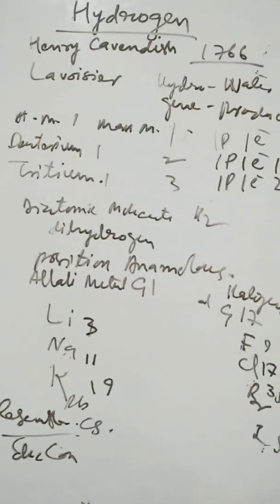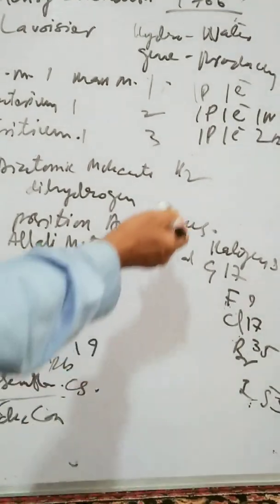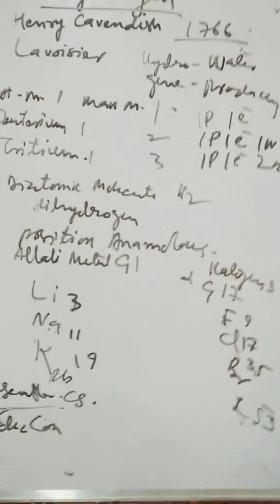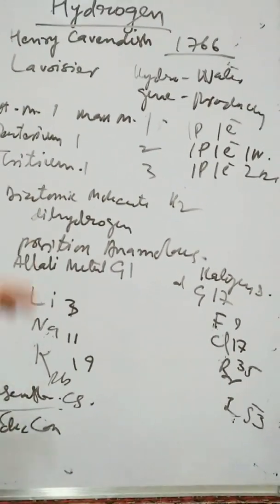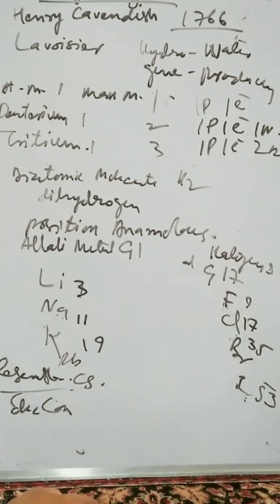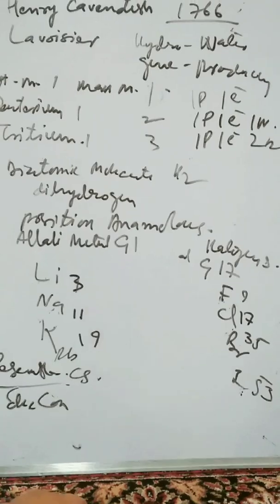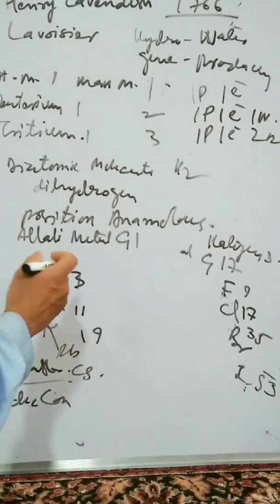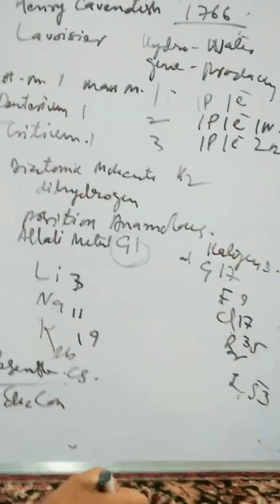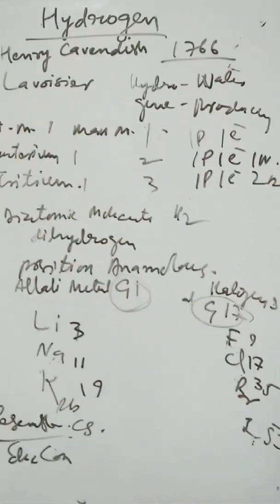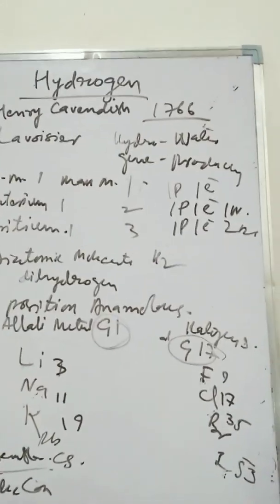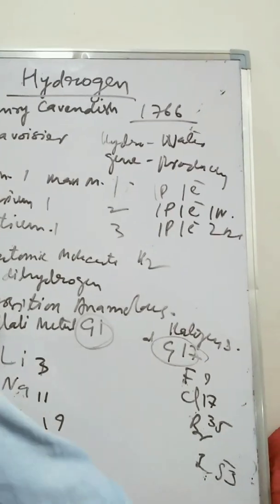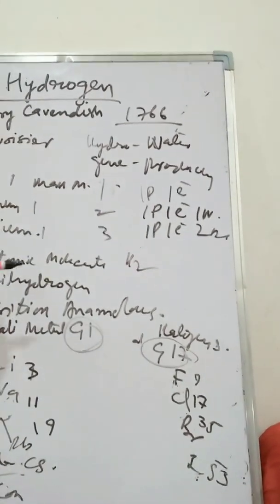Naturally it exists as a diatomic molecule, and we write it as H2. Therefore it is also called dihydrogen, which means a molecule of two atoms of hydrogen. Its position in the periodic table is anomalous. Anomalous means it is disputed. It resembles alkali metals, which are group 1 of the periodic table, and it also resembles halogens, which are group 17. But it has been placed in group 1 with alkali metals, which include lithium, sodium, potassium, rubidium and cesium. Let us first see how it resembles alkali metals.